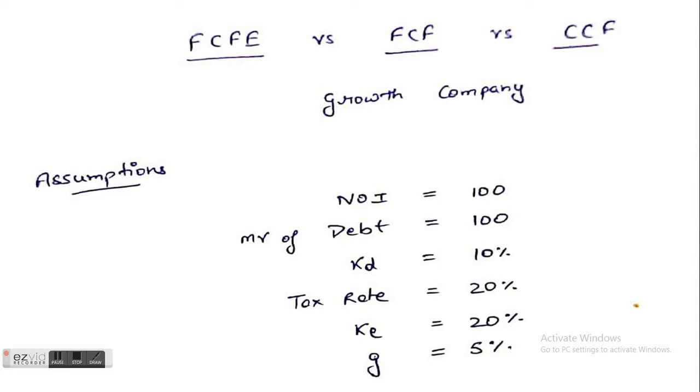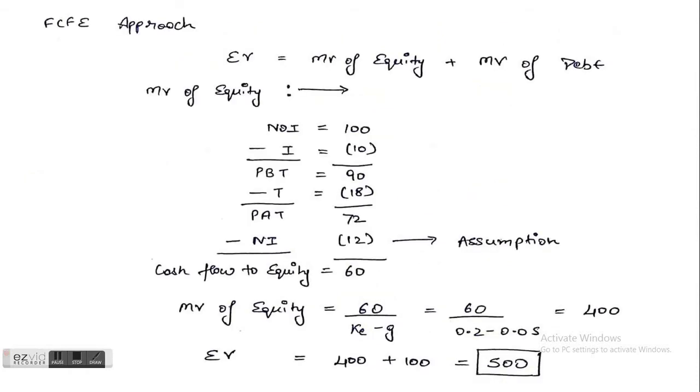The enterprise value formula, as we already know, is the summation of market value of equity and market value of debt. Let's calculate the market value of equity. Net operating income 100 minus interest, which is 10% of 100, which is 10, gives us the profit before tax of 90. Deducting tax, which is 18, we get a PAT, which is profit after tax, of 72.